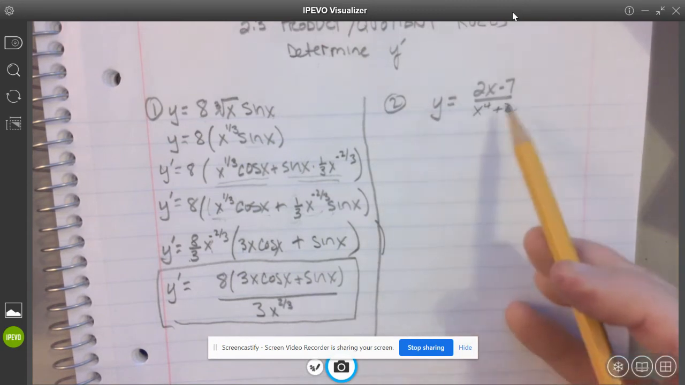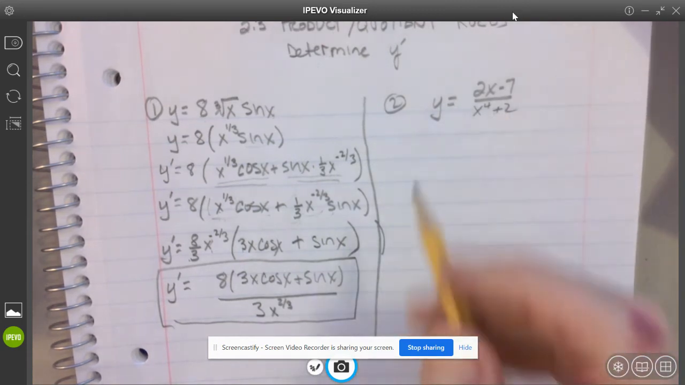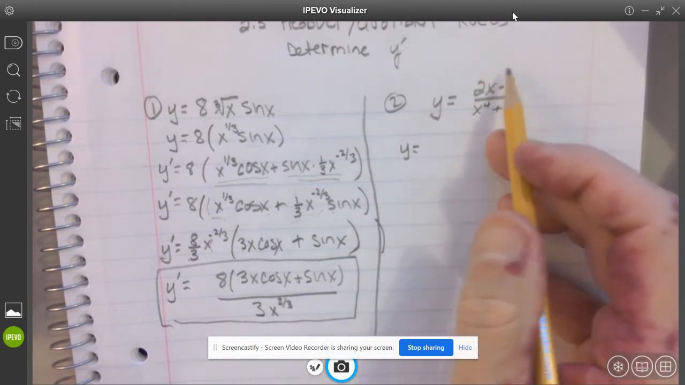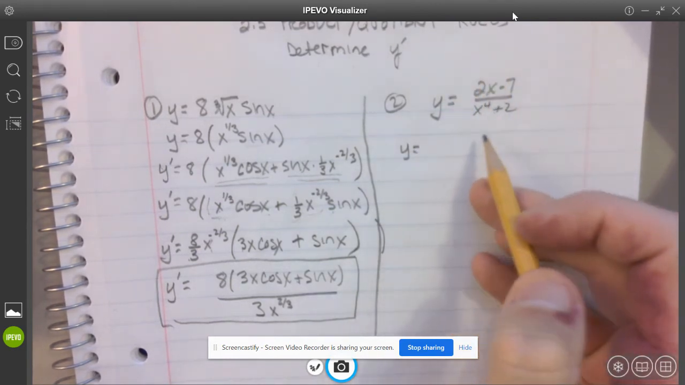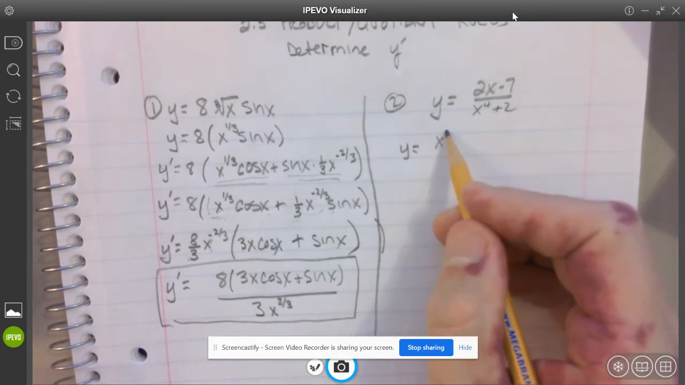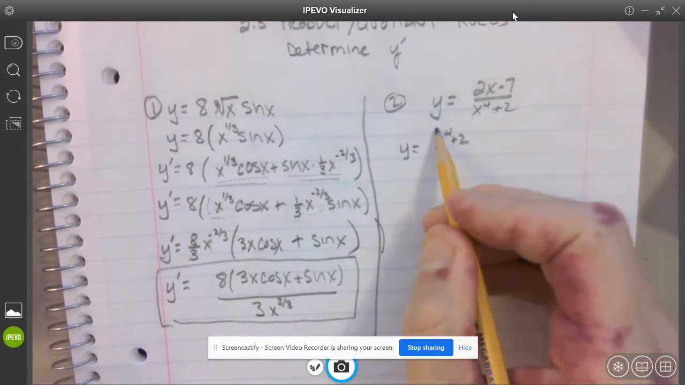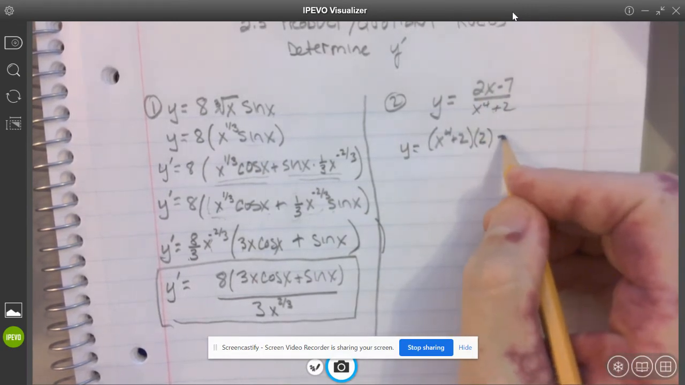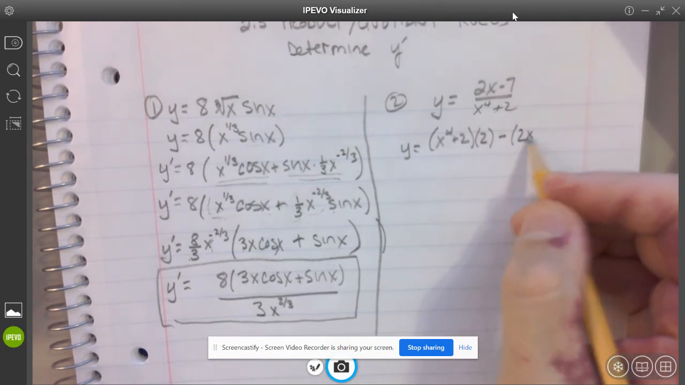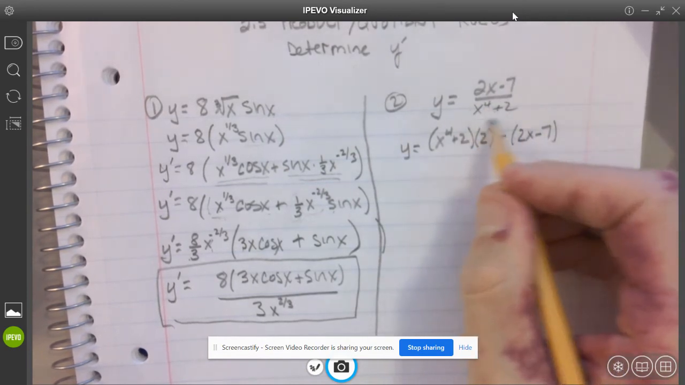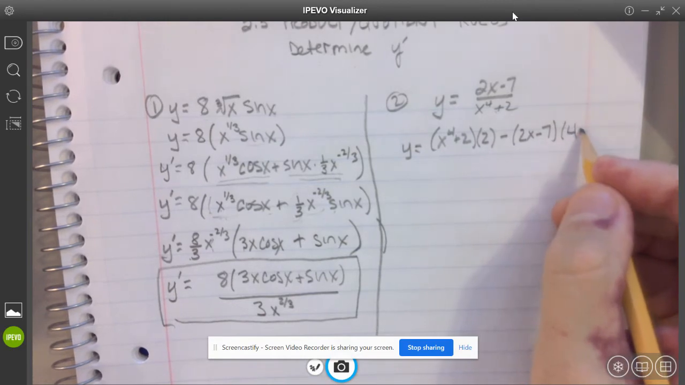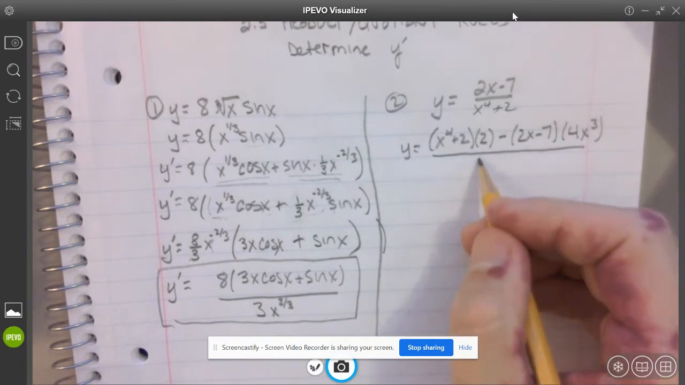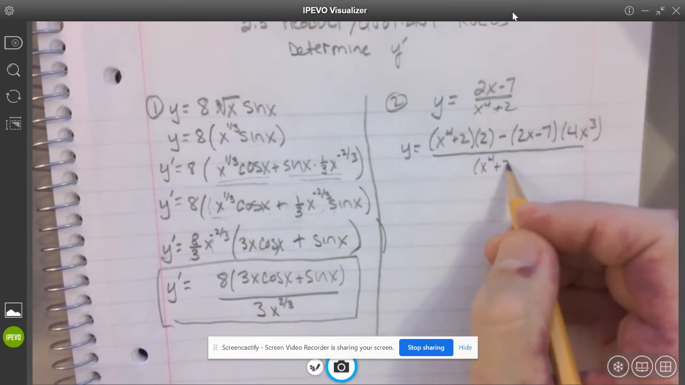Number 2 is going to be a quotient rule. So I don't see any constant multiple I can factor out, so I'm just going to go straight with a quotient rule, which is the bottom times the derivative of the top, which would be 2, minus the top times the derivative of the bottom, which is 4x cubed, all over the bottom squared, like that.